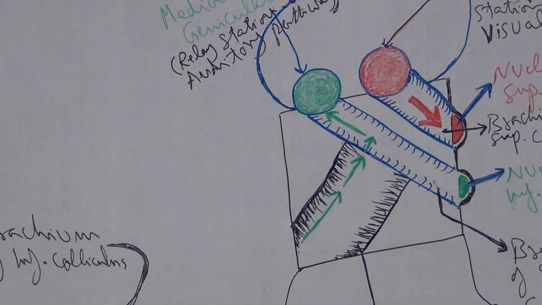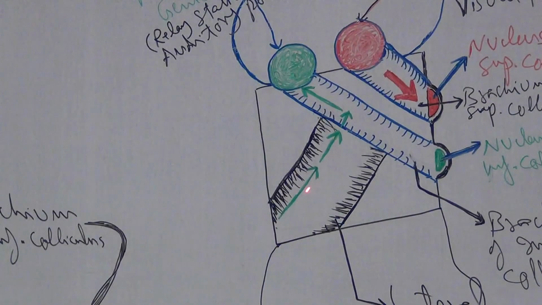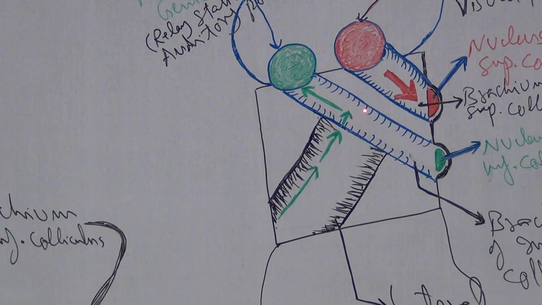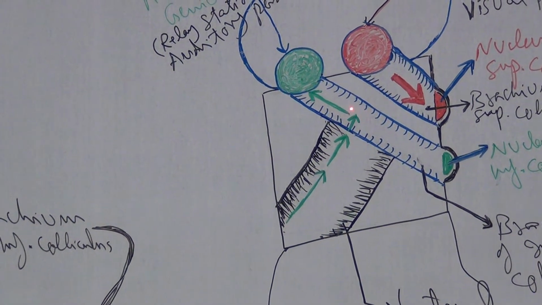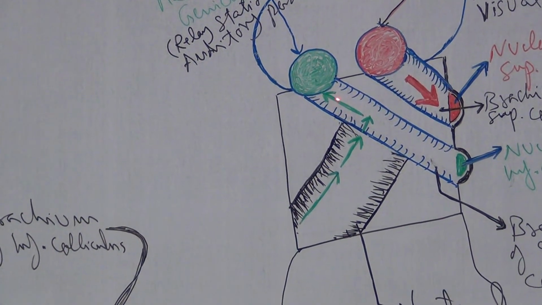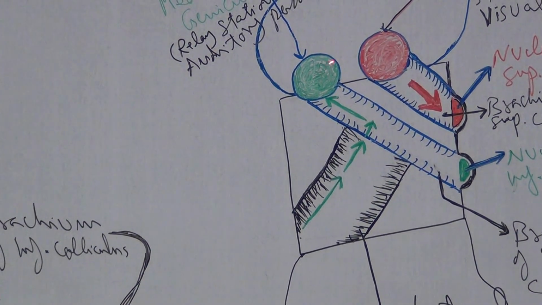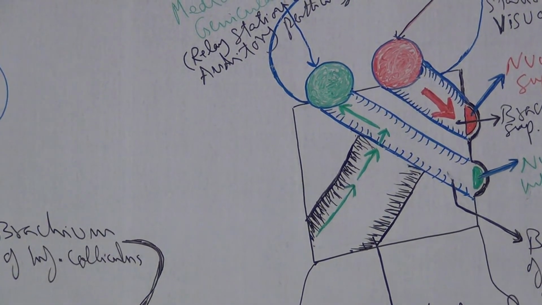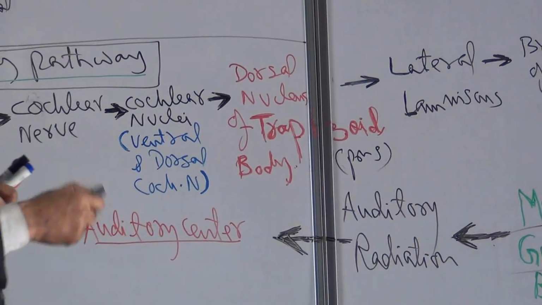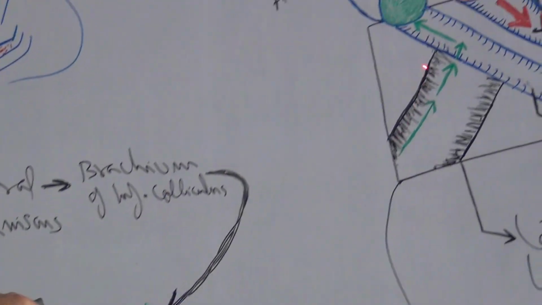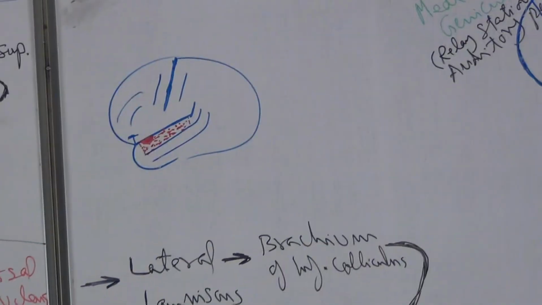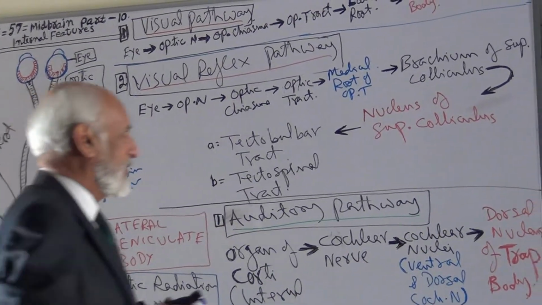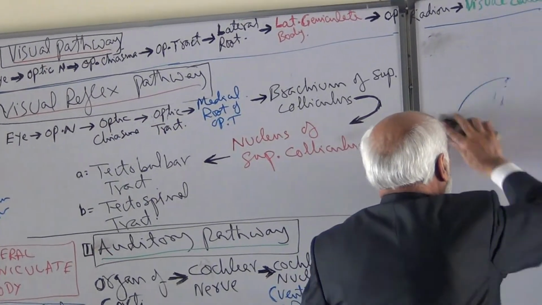So from the lateral lemniscus, the fibers for the auditory pathway running through the lateral lemniscus enter the brachium of the inferior colliculus. These fibers then run forwards and upwards and relay in the medial geniculate body, and from the medial geniculate body, auditory radiation arises, which relays in the auditory center. Now this was the auditory pathway. Now, at the same time, there is the auditory reflex pathway.